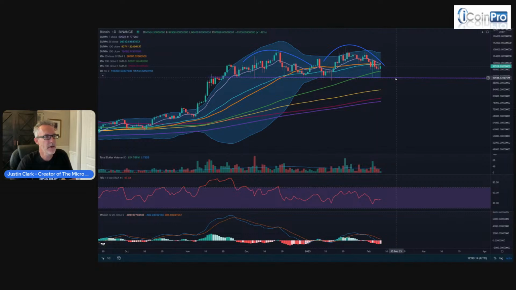So kind of like the key area. If we lose this, which is at about 89, 90, 91, that area, but we'll say 90K, if we lose this, then the party's over with the structure.